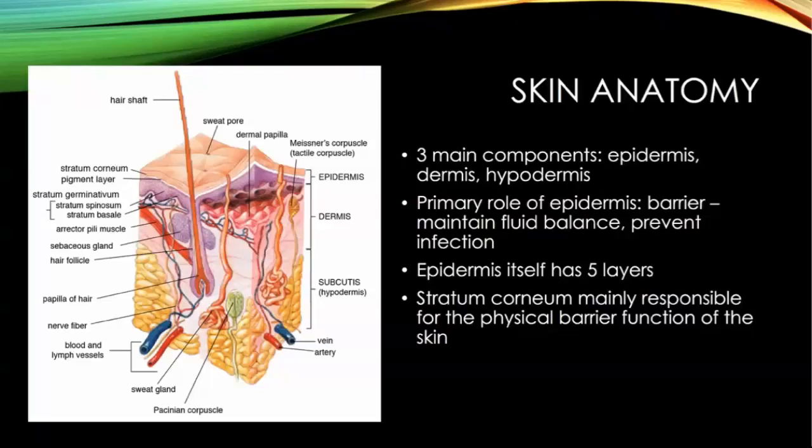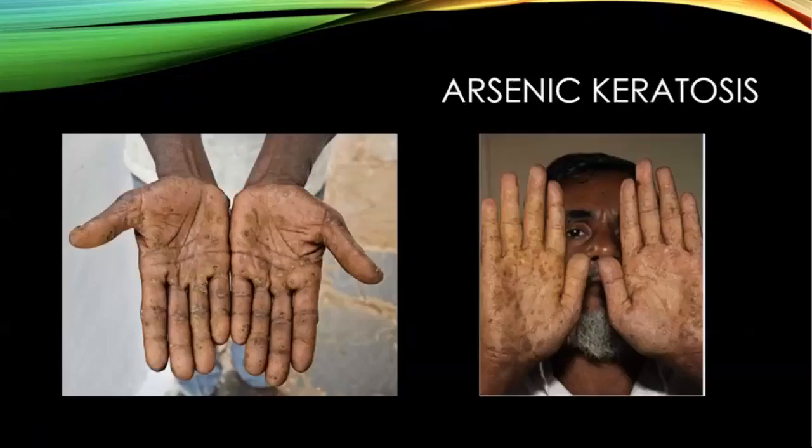This layer is made up of keratinocytes, and disorders of either proliferation or desquamation can lead to inadequate barrier function. Here's an example of hyperkeratosis due to arsenic poisoning. And you can see the thickened skin on the palms and soles, or the palms in this situation, which, although you can think the skin is thicker, there's cracks in the skin, and this can actually lead to decreased barrier function of the skin.